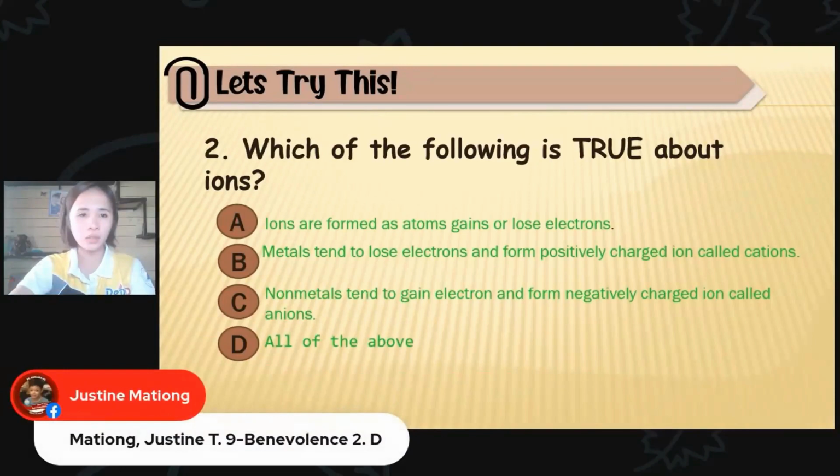Okay, very good. From 9 Benevolence, Machong Justine. So letter D, all of the above. So lahat po yan is tama when it comes about ions. So yun po yung ions are formed as atoms gain or lose electrons. Ions din po yun. So lahat po yan is all about ions. So next question.